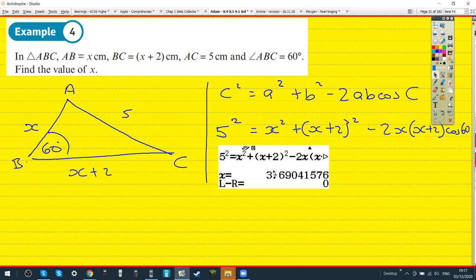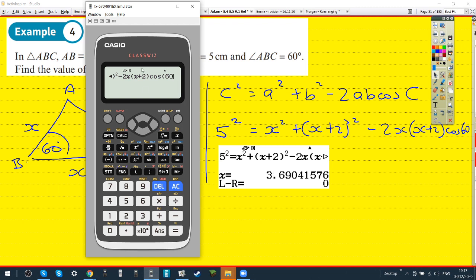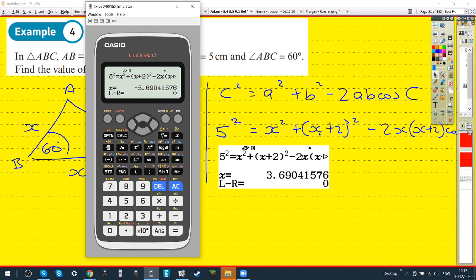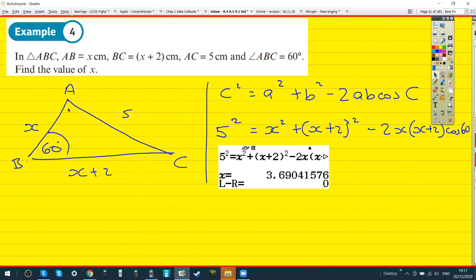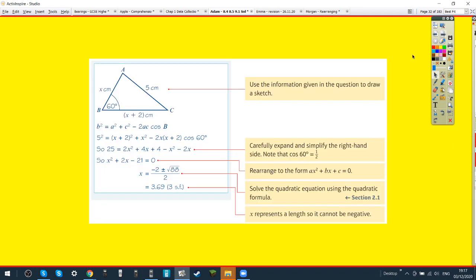I'm seeing x squared, so this will be a quadratic that's got two answers. Shift solve, let me try minus 999. So we get a negative answer as well. If we were to expand the brackets, make it equal to 0, solve it as a quadratic equation, we would get x equals 3.69 or x equals minus 5.69, and we would say x can't be a negative length, and so x equals 3.69. We took a shortcut. There we go, 3.69.